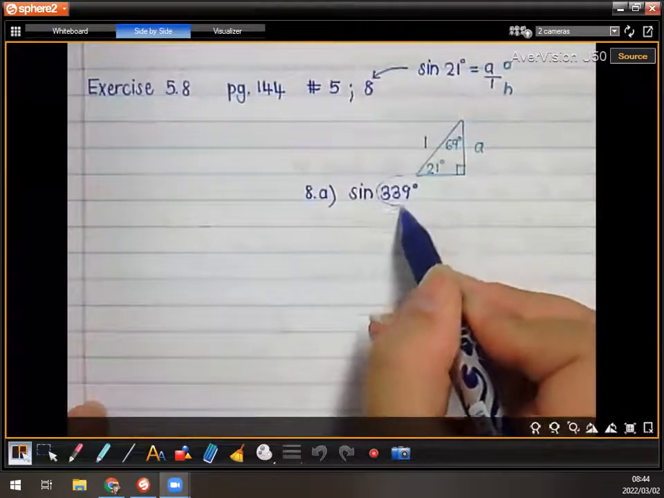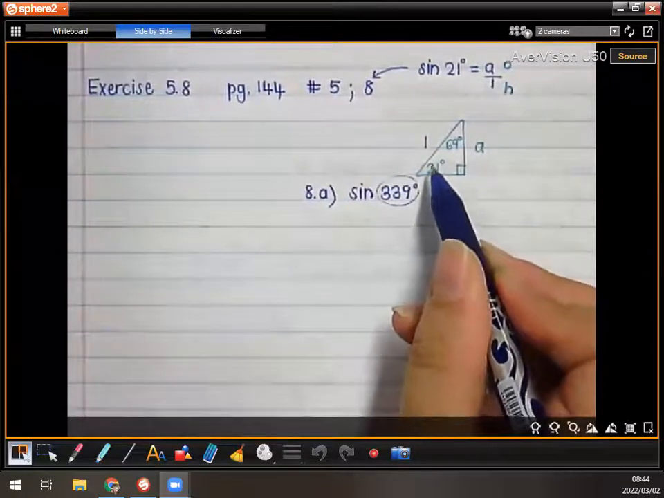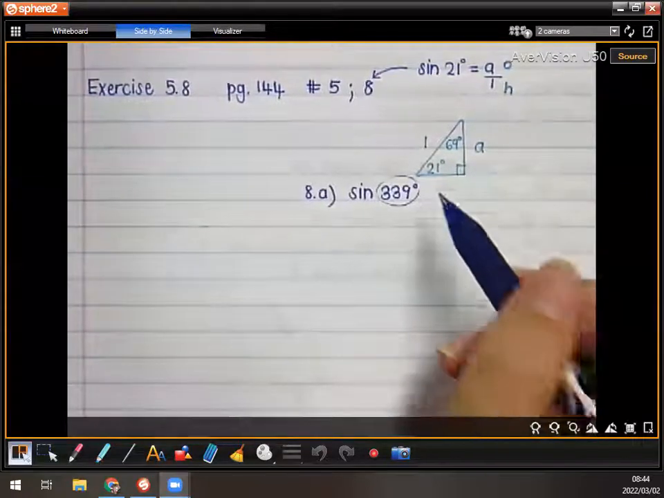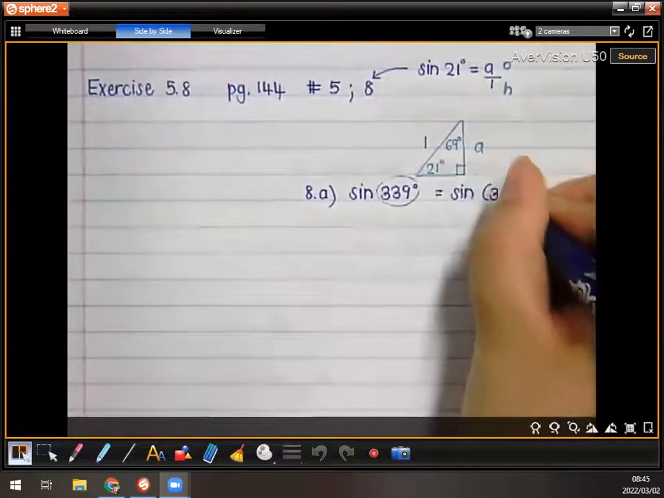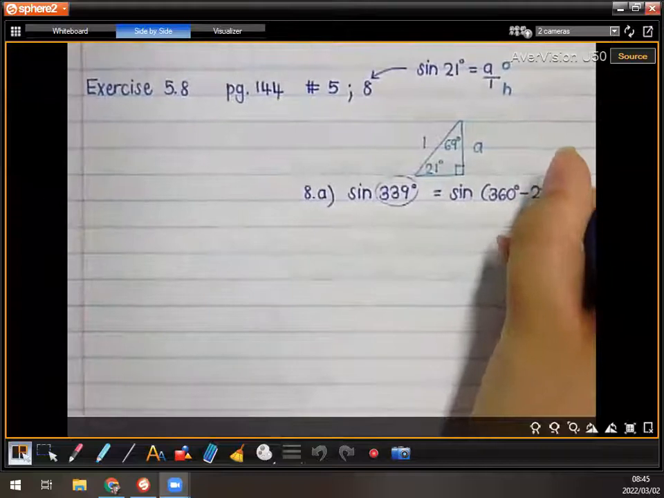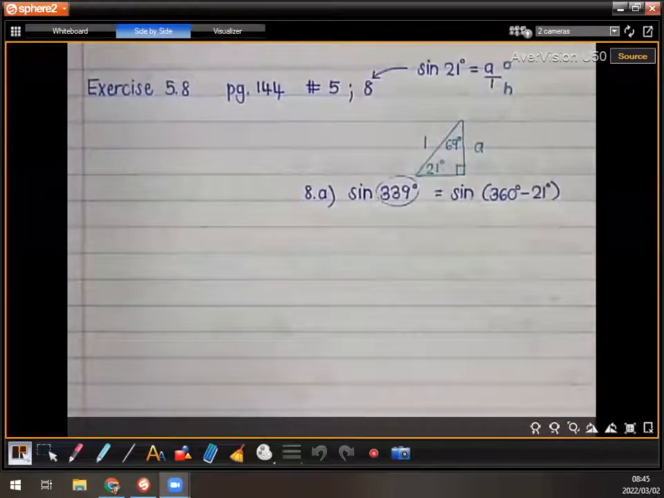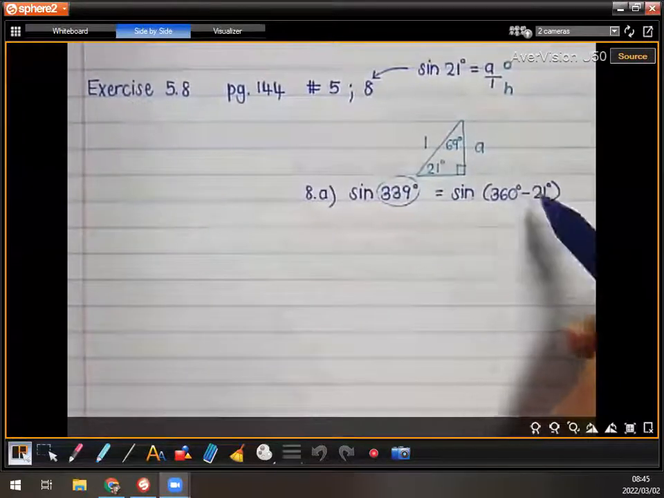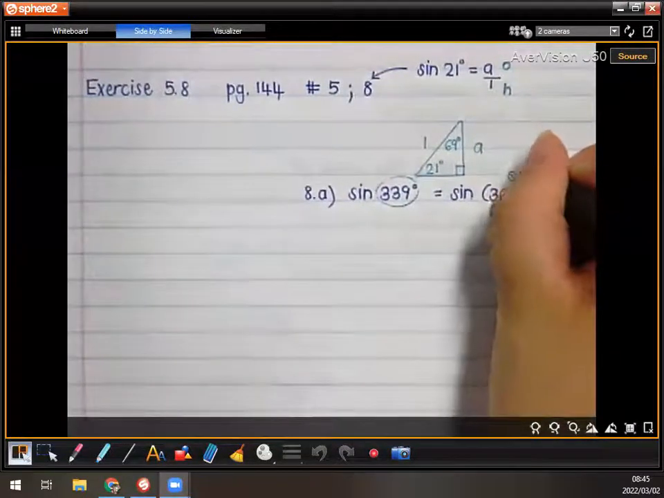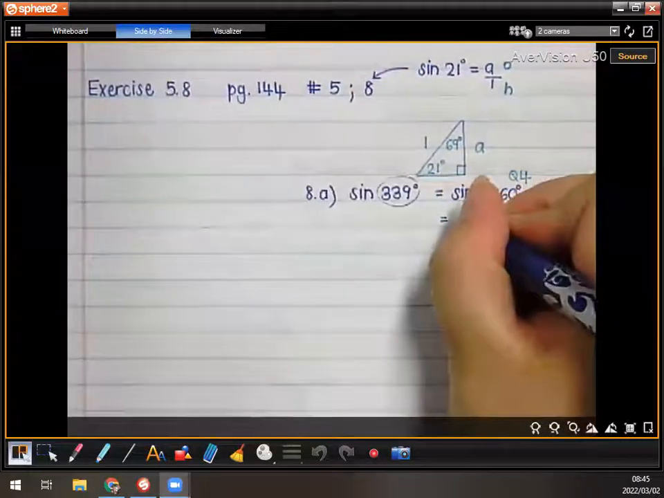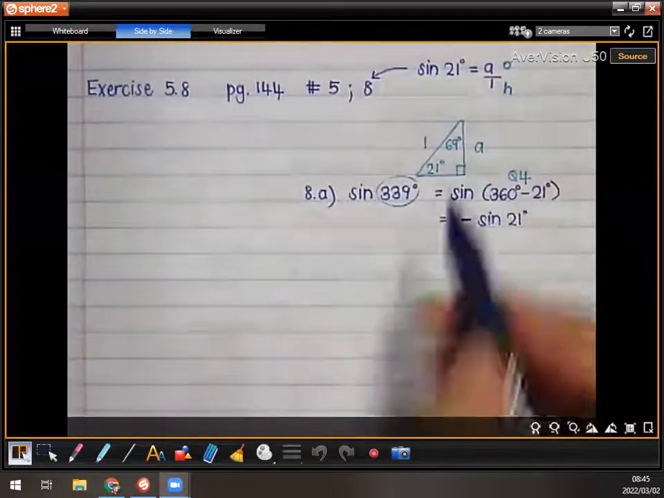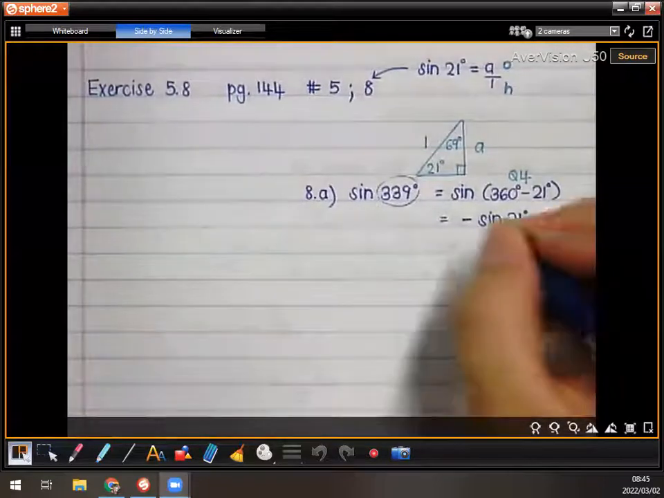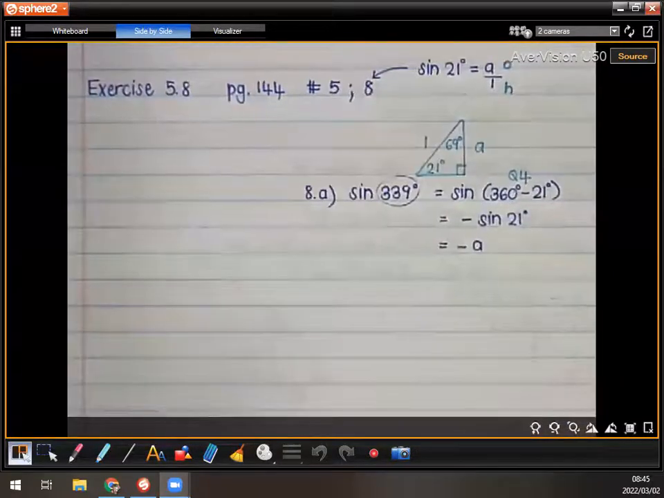So guys, you now need to try and rewrite 339 using either 21 or 69. Can you think of an idea? 360 minus 21, isn't it? 360 minus 21 degrees, that's the same as 339. And what quadrant is this? 360 minus is the fourth quadrant. What is sine in the fourth quadrant? Negative. So this is negative sine 21. So guys, if sine 21 is A, what's negative sine 21? Negative A.